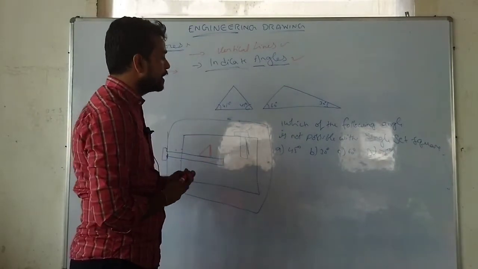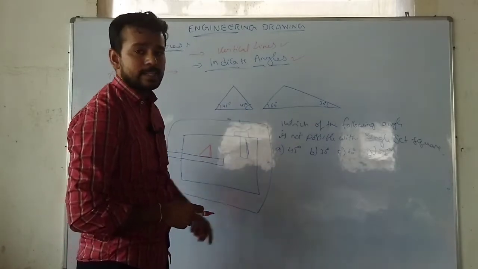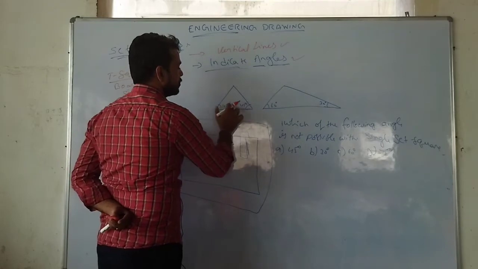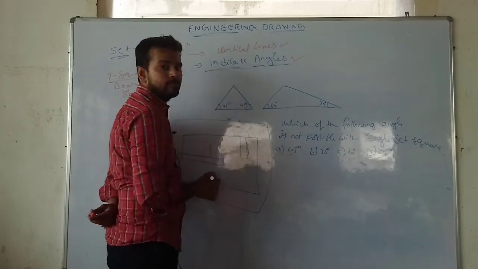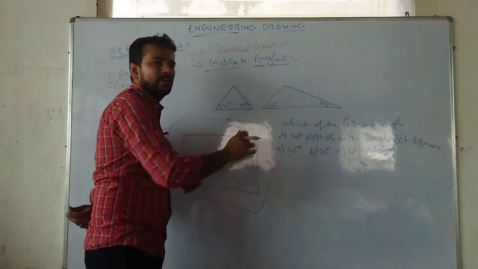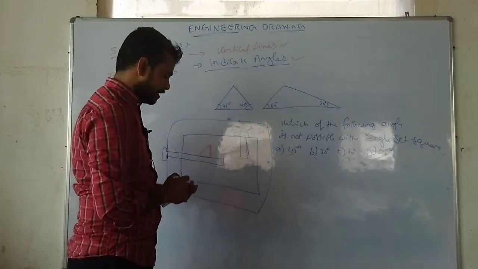See, which of the following angle is not possible to indicate with single set square? With single set square, see, if you consider 45 degrees, with the help of this 45 degrees set square, you can be able to indicate 45. With the help of 30, 60, you can be able to indicate 30 and 60, but 75 is not possible with the help of these things. Okay, with the single set square.